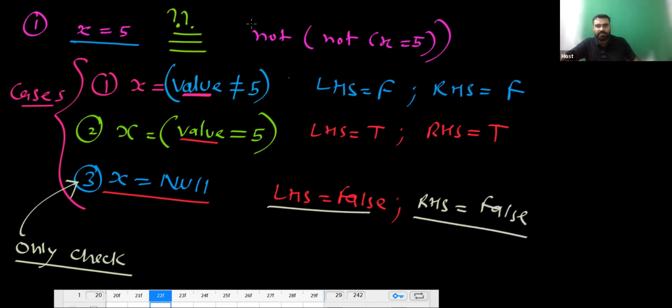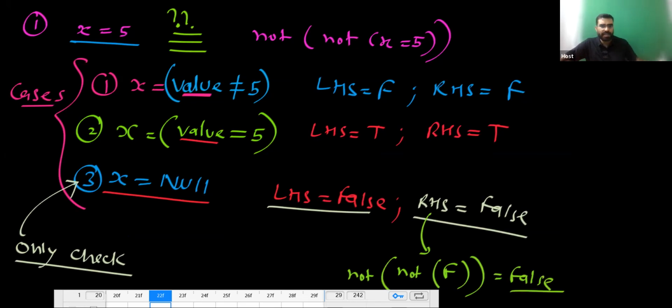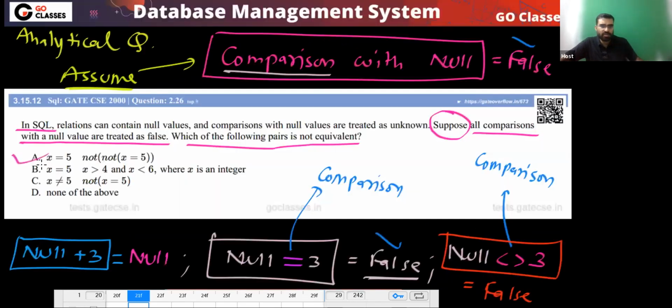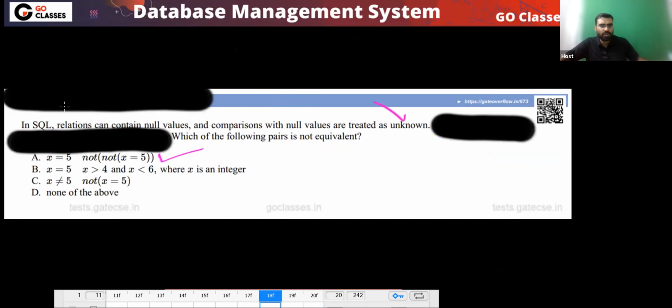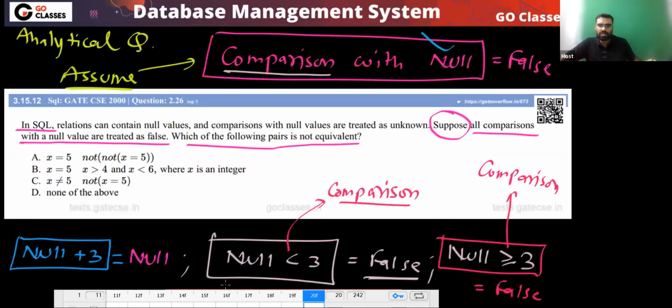So they are equivalent. In all three cases, they are equivalent, because RHS becomes false, not, so that will be false. You can notice in option A, they are equivalent. The question is asking for not equivalent. If the question were asking for equivalent, I could say these two are equivalent, but in this situation also they are equivalent.